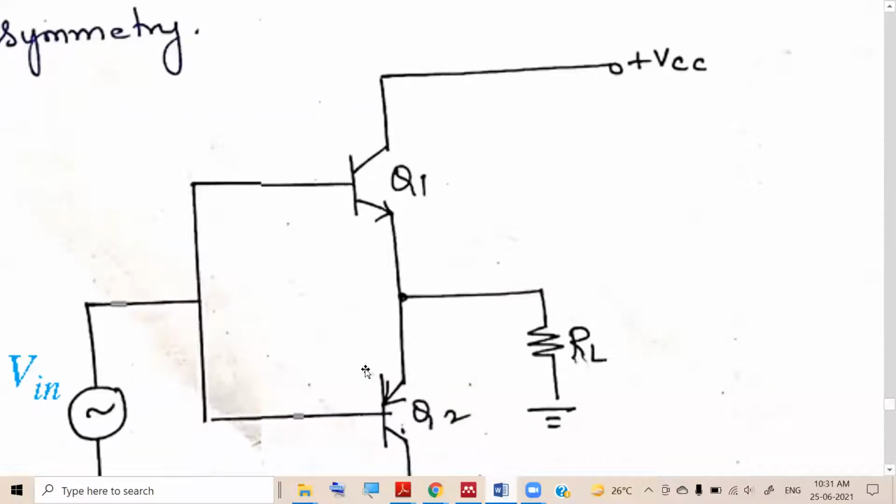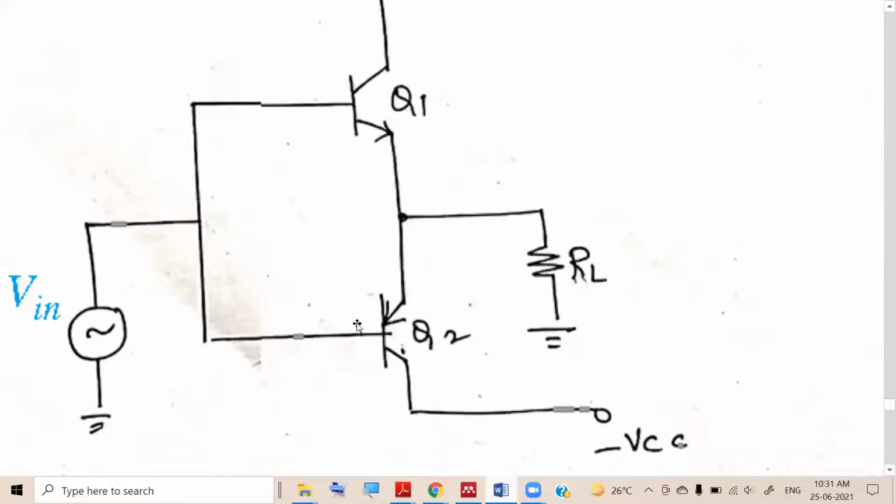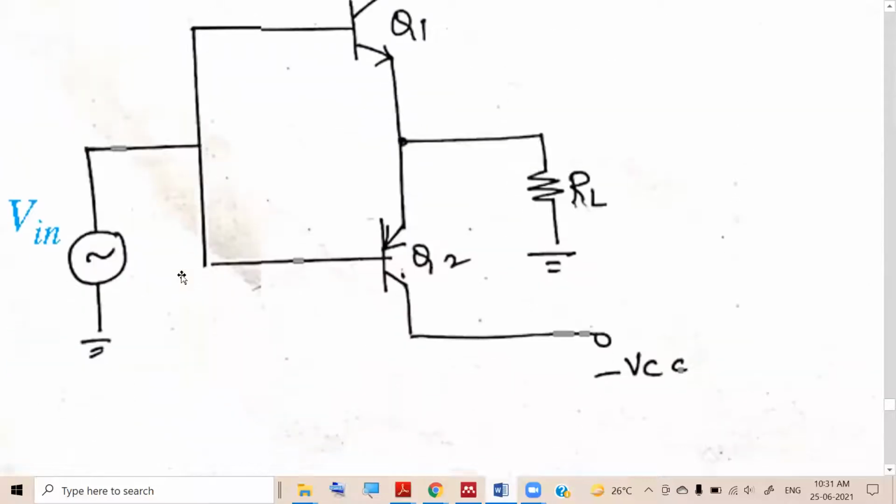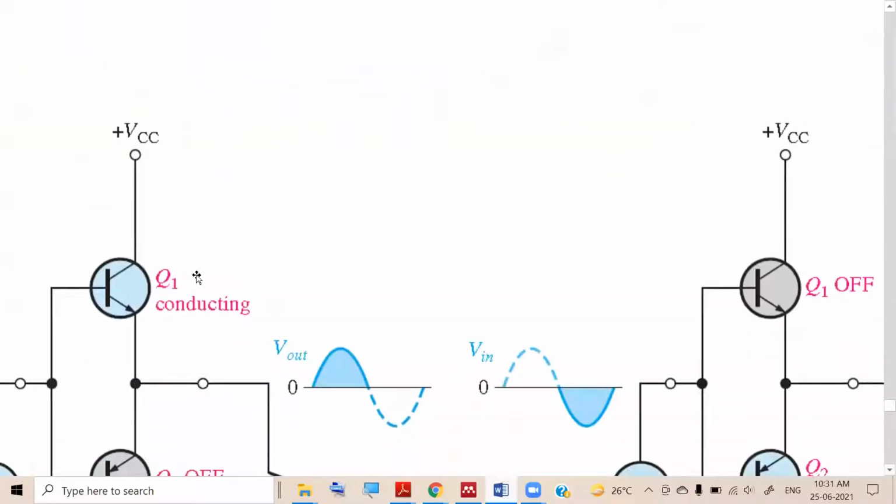So now automatically, when one transistor is conducting, the other transistor will be off because we are giving a common signal to both the bases. So that is what we are seeing next.